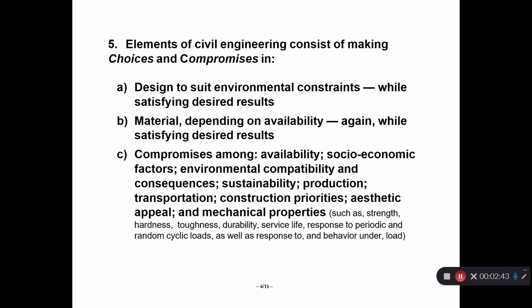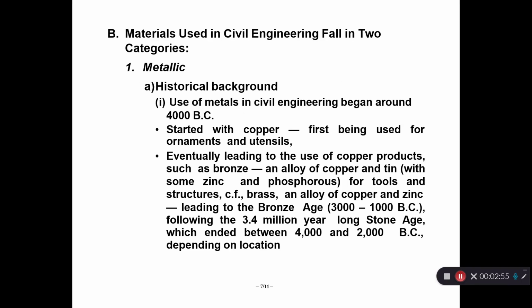Moving into the elements of civil engineering, these are the choices and the compromises that we make when we're selecting certain materials, which really gives us the full range that we're going to talk about. So as we get into the history of materials, there's 2 categories, metallic and non-metallic.